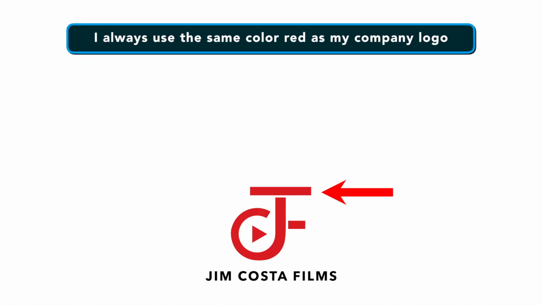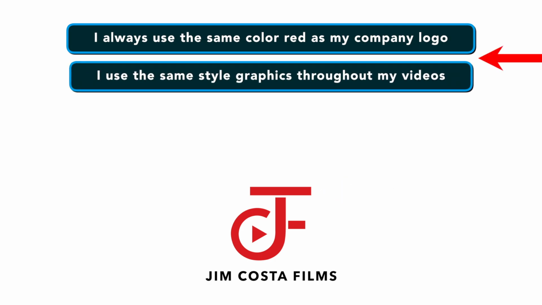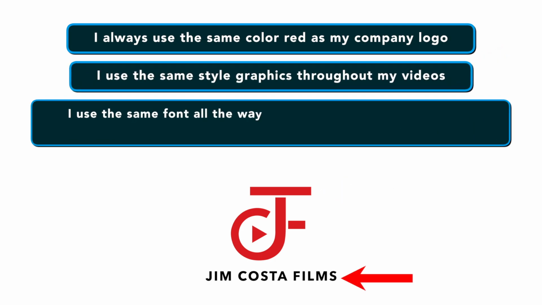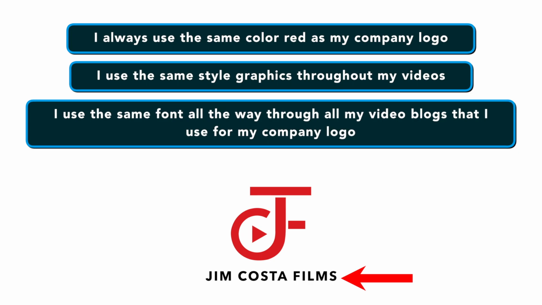I have changed my editing style for my video blog over time as my experience producing it has grown, but some things have always been the same. I always use the same color red as my company logo, for example. If you look through my graphics, you'll notice that they are similar throughout. I use the same font all the way through in all of my video blogs as well. In fact, it's been the same font from the very first video, and it's also the same font as the lettering for my company logo, so it's always consistent.